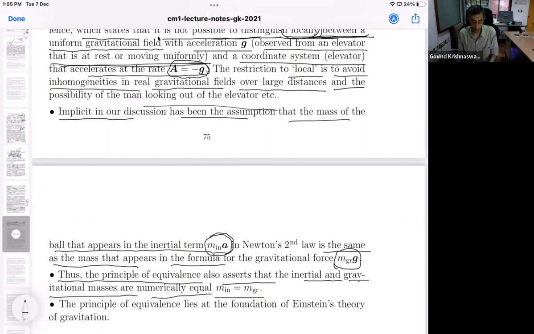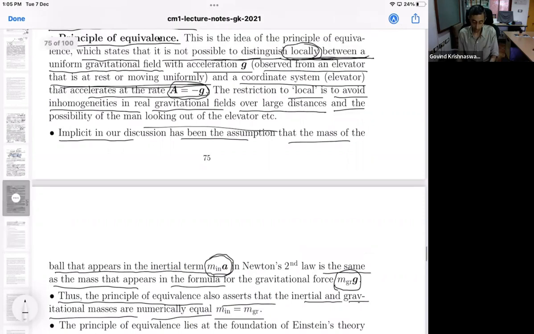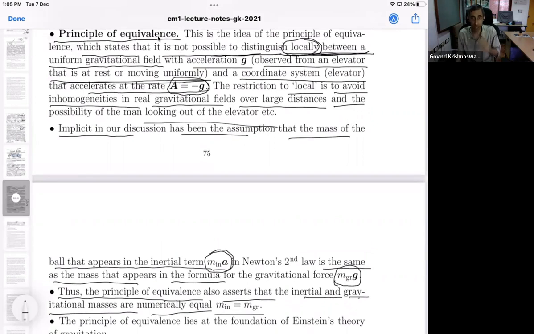It has these two things built in: that inertial and gravitational masses are the same, and a uniform gravitational field is indistinguishable from a uniformly accelerated frame of reference going in the opposite direction.